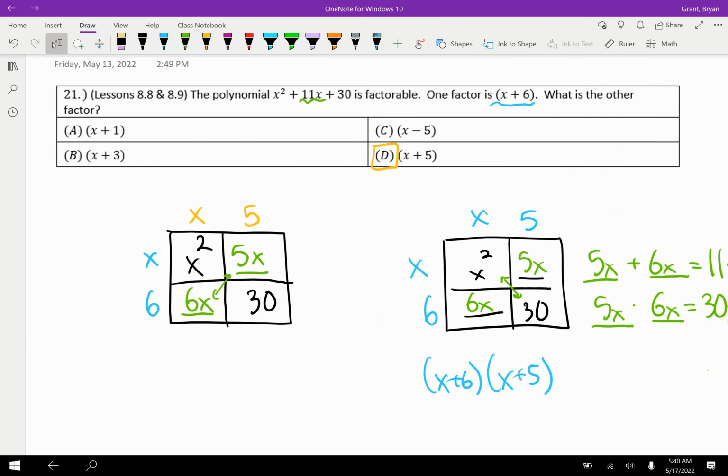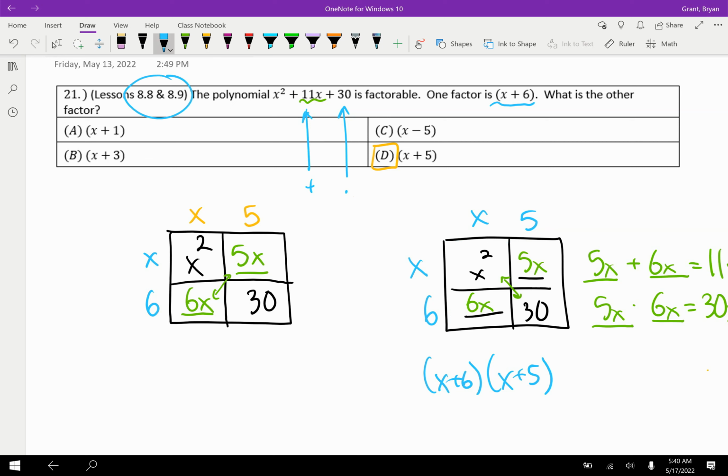It is also worth mentioning that there's that invisible 1 in front of x squared, and so we didn't actually even need the box. We just had to figure out what are two numbers that multiply to make 30 and add to make 11. Those numbers were 5 and 6, and we could have gone straight to the outside with the 5 and 6. So hopefully this rings some bells.